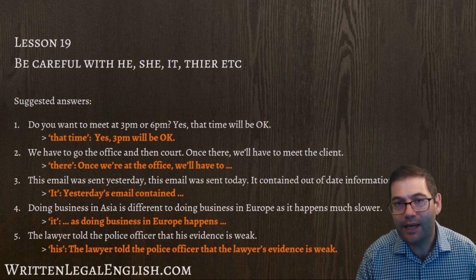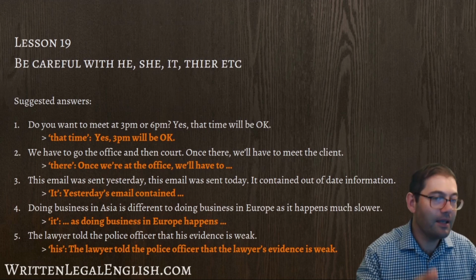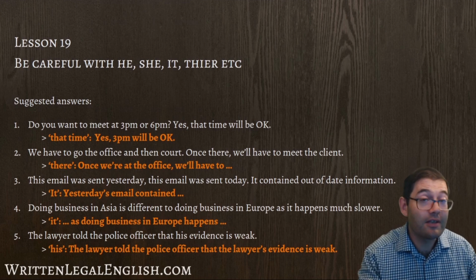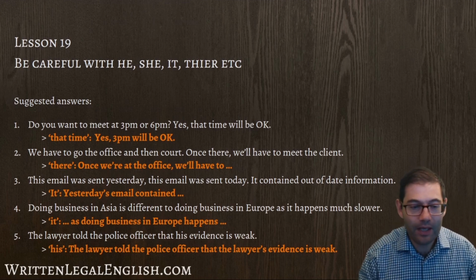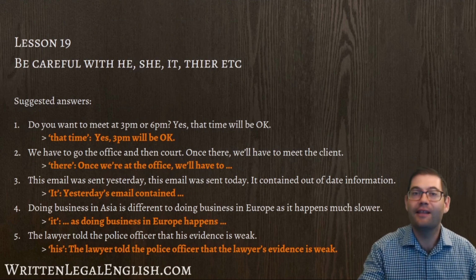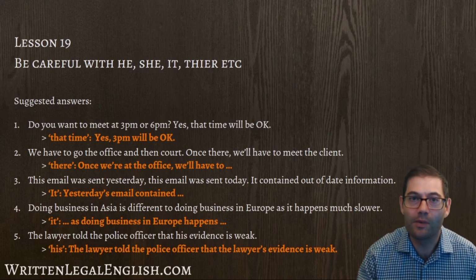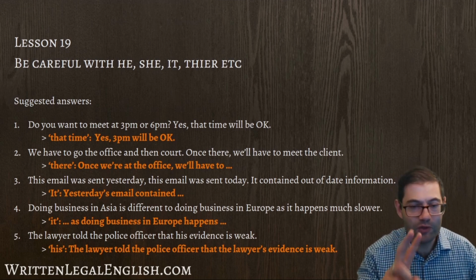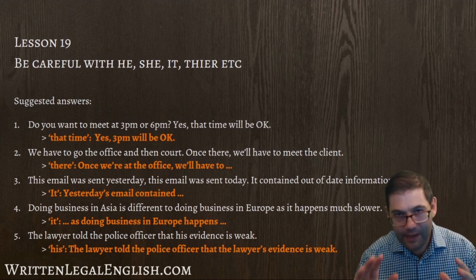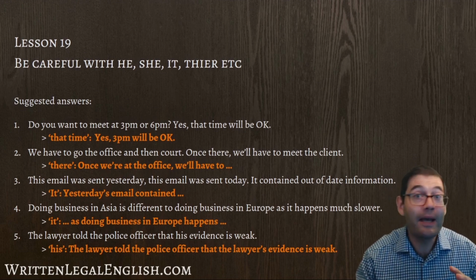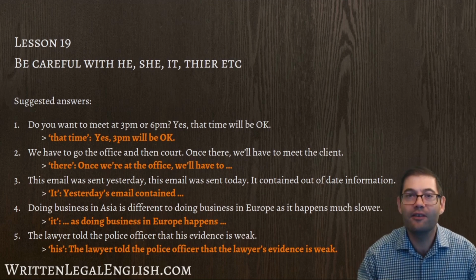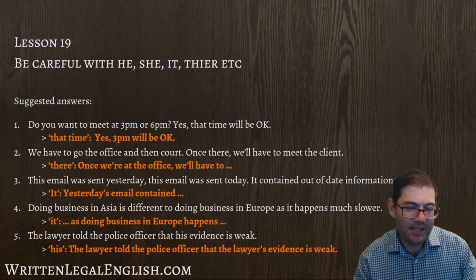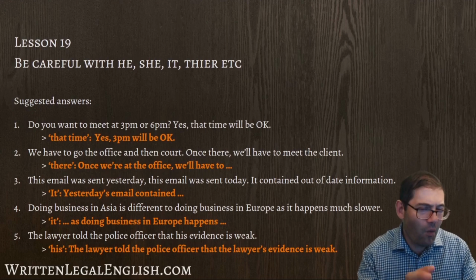But it could also be the case that the lawyer looked at the police officer's evidence and is telling the police officer that his evidence is weak. So in that case, it would be the lawyer told the police officer that the police officer's evidence is weak. Now, I wanted to include this as an example for two reasons. One, this is a fairly complex sentence, but it can mean two different things. So the issue is that you might think there's something wrong, but sometimes it's difficult to precisely identify what's going on.